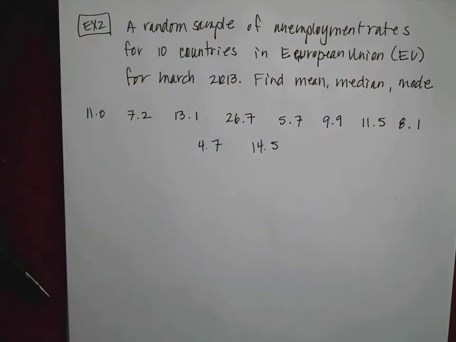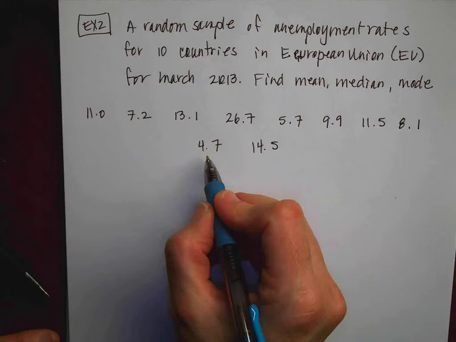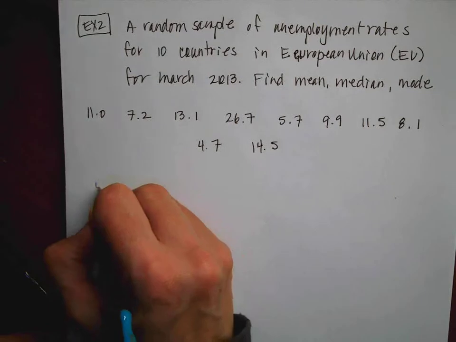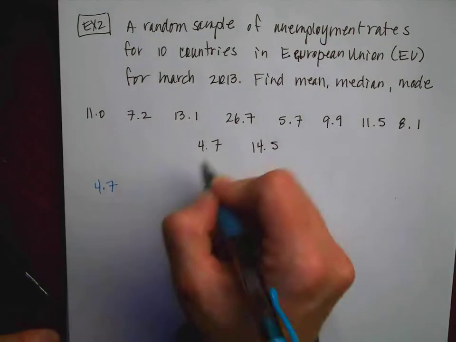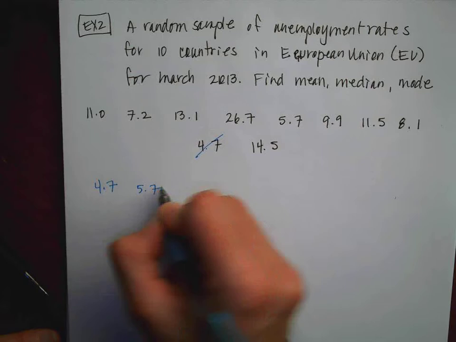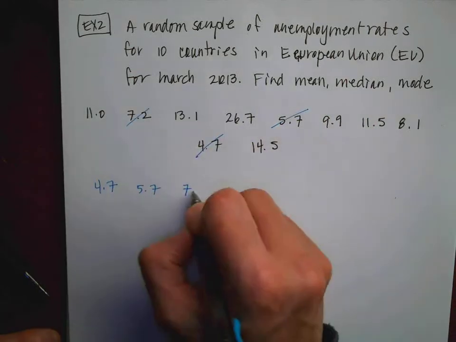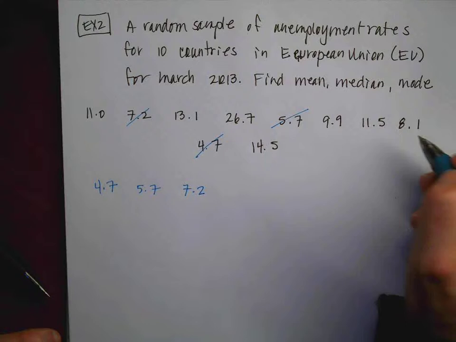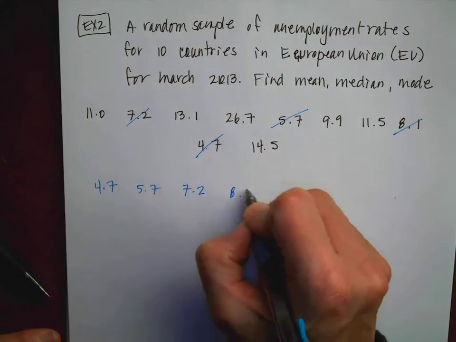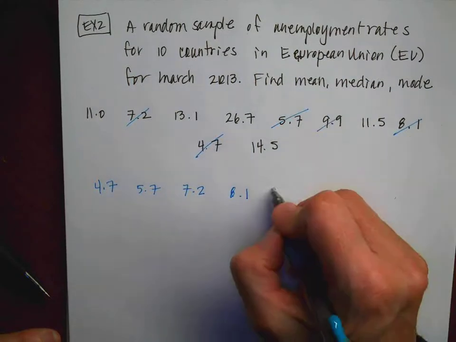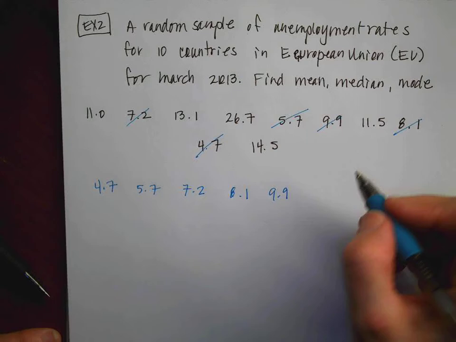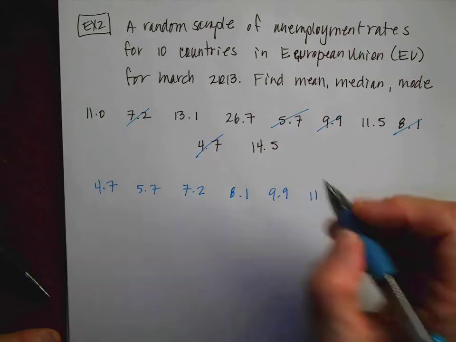So the first thing that I'm going to do is to put my data in order because that's what we have to do for the median. So I'm going to go ahead and do that at the beginning of the problem. So as I look at my data, this is 4.7. So I'm going to write that number first. And then I have 5.7. And then my next number is 7.2. And then my next one is 8.1. My next one is 9.9.